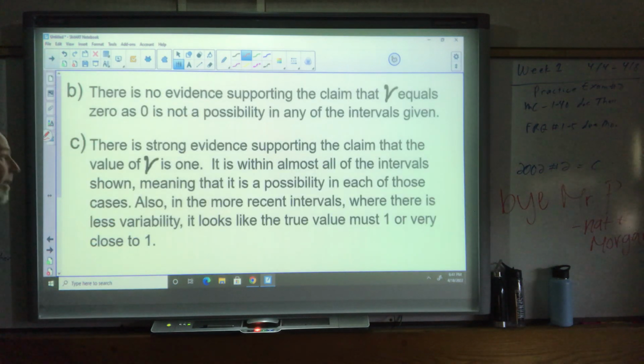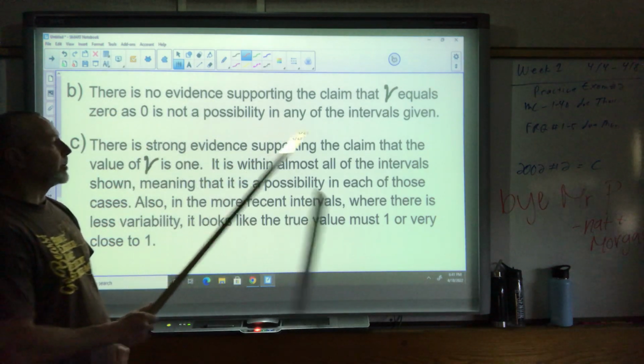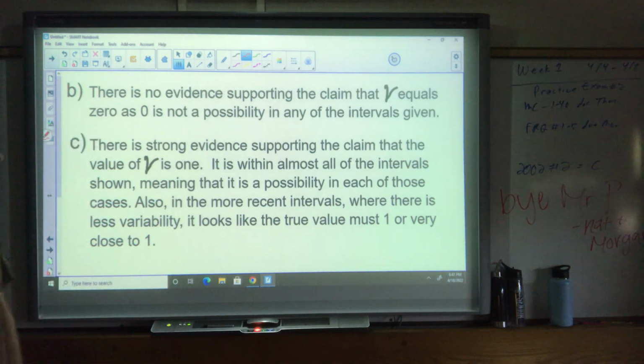Part B, evidence supporting the claim that the value is 0. There is no evidence supporting the claim that the value equals 0, and that is not a possibility within any of the intervals given. And finally C, there's strong evidence supporting the claim that that variable is 1. It is within almost all the intervals shown, meaning there's a possibility in each of those cases. Also, in the more recent intervals where there is less variability, it looks like the true value must be 1 or very close to 1.